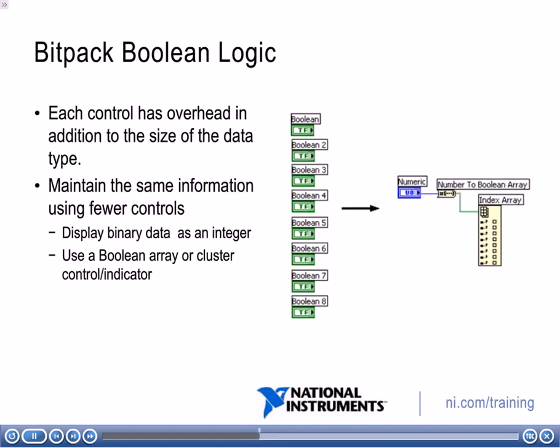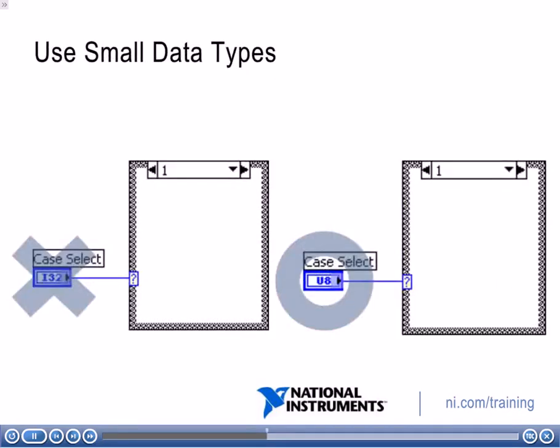So if you take that numeric, use the function to convert the number to a Boolean array, and we index that array, we can get that same Boolean information out programmatically. But this way we save space on the FPGA. So in general, if you want to save space on your FPGA, what you can do is use the smallest data type that you need to implement your functionality.